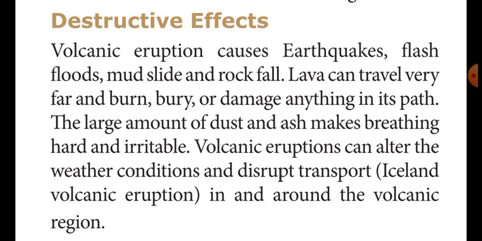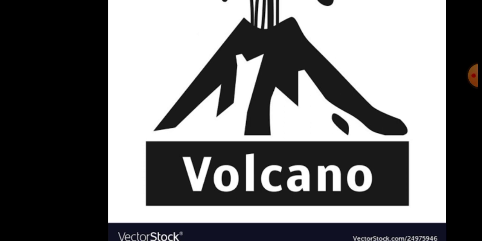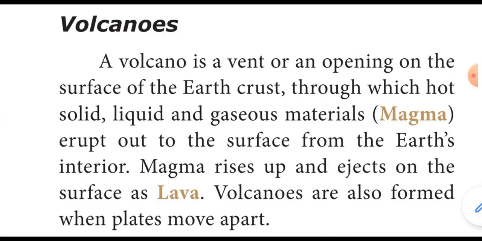Let's recall the important points, students. A volcano is a vent or an opening on the surface of the earth's crust. How does the opening of the earth's crust happen? Because hot solid, liquid and gaseous materials are pulled out to the surface from the earth's interior.